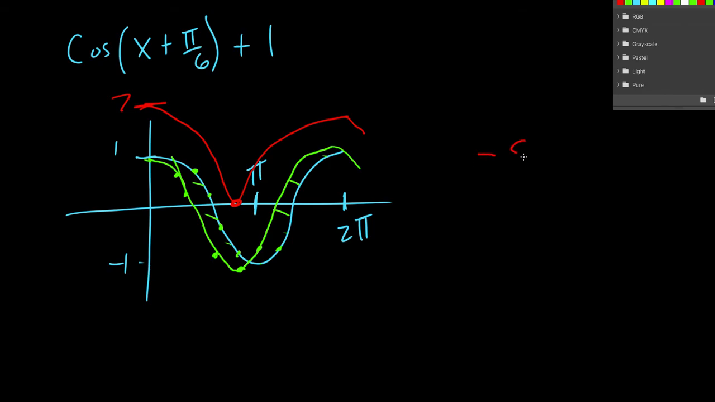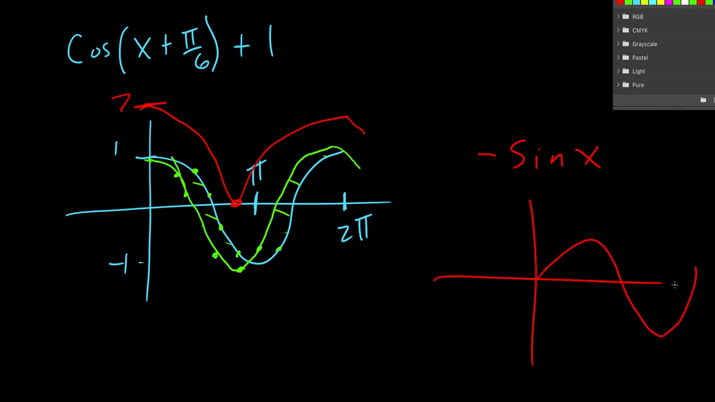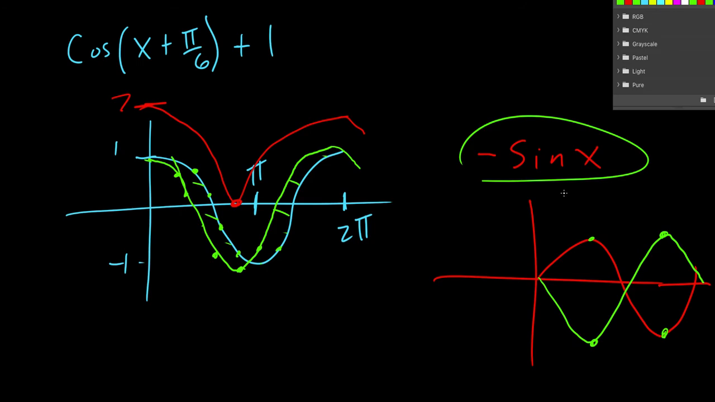We have negative sine x. So I'm going to start with just my regular sine. And then the negative out in front is just going to take all of the y values and make them negative, or if they're already negative, make them positive. So for example, this point is going to shift down here, and this point is going to shift up here. So it's going to be just like the opposite, like that.